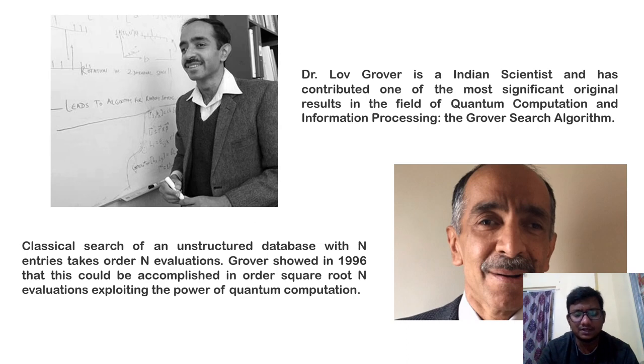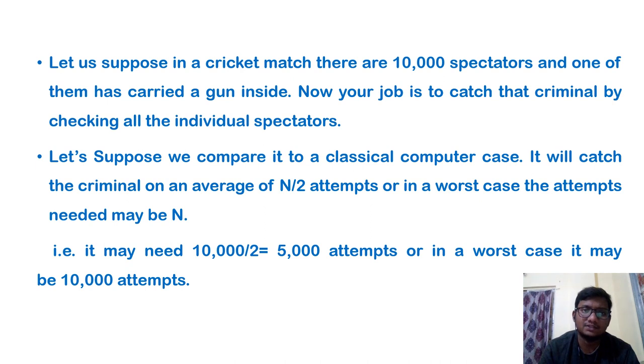There is a slide, some of the slides I have put in, so we can understand this better. Let us suppose there is a cricket match going on and there are 10,000 spectators, and one of them has carried a gun inside. You have the photograph of the man who has taken the gun inside, but you don't know where the man is standing or sitting. Our job is to find that man and catch him. It is similar to unstructured data: 10,000 spectators, anywhere they could be, and the gunman can also be sitting anywhere. So this is an unstructured database.